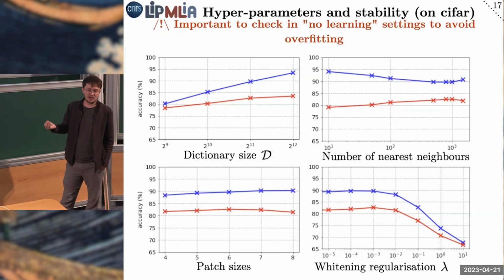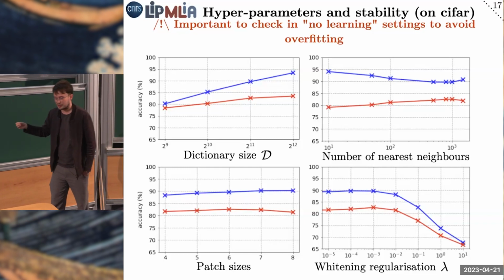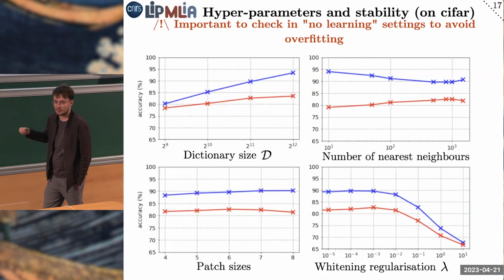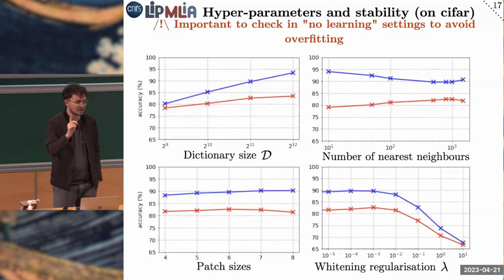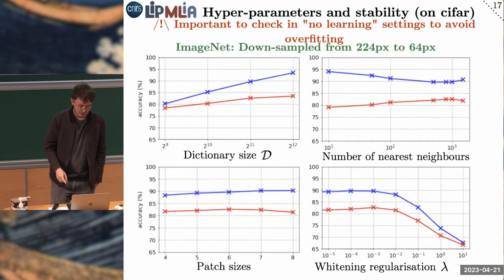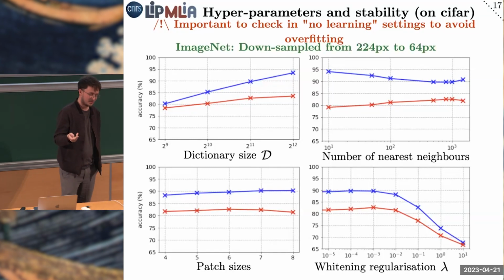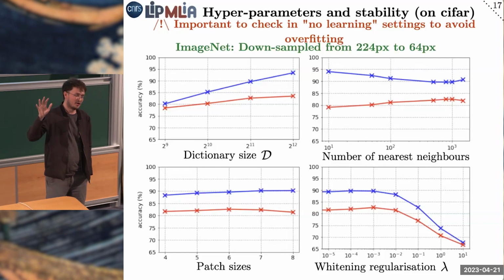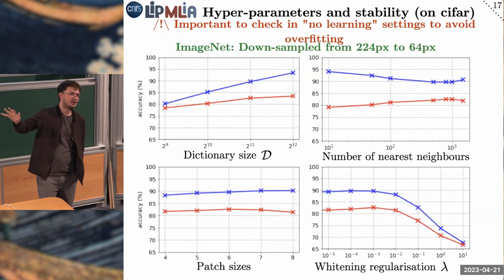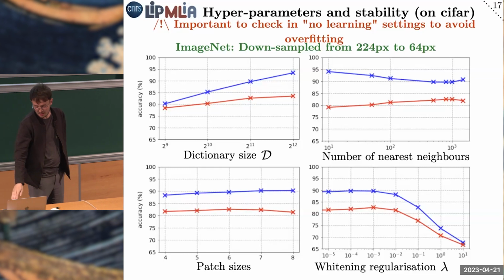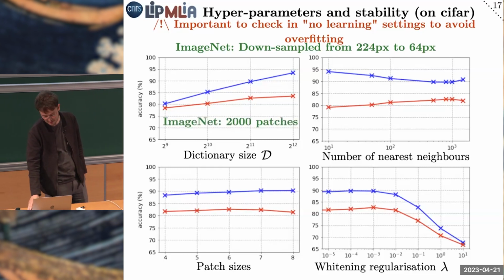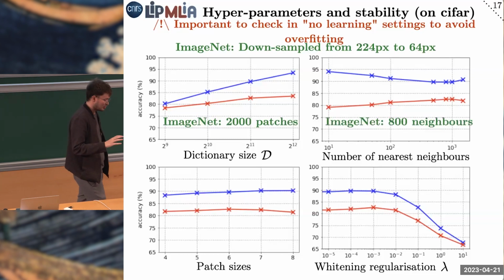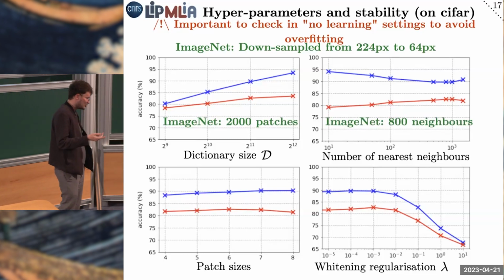And for example, on CIFAR10, we're able to get competitive results with deep neural networks by using something like 60,000 patches. On ImageNet, we had, for computational reasons, to downsample the signal from an image of size 224 to 64. We had to limit ourselves to 2,000 patches to use quite a huge number of nearest neighbors.